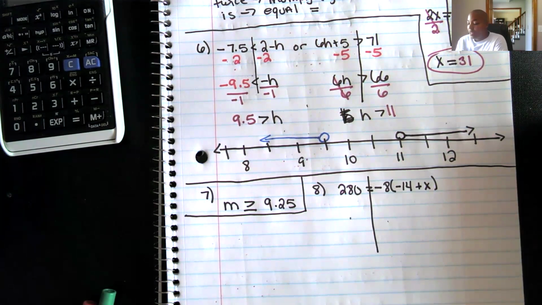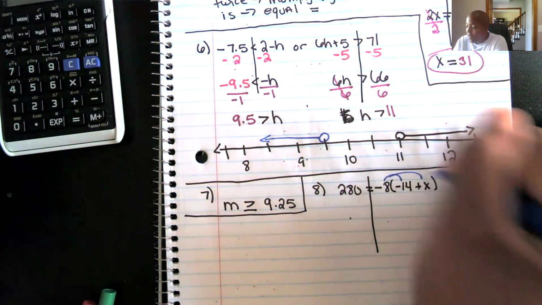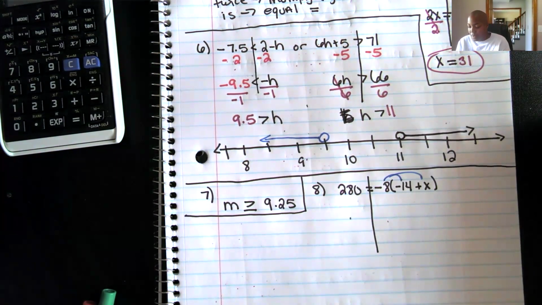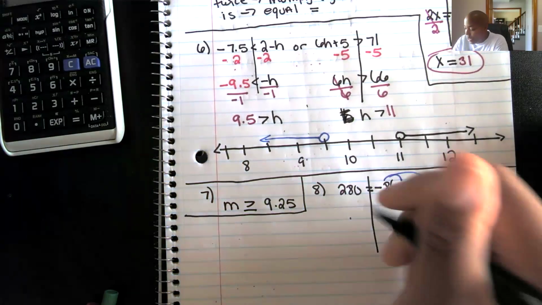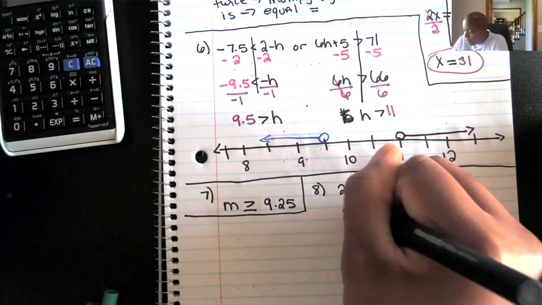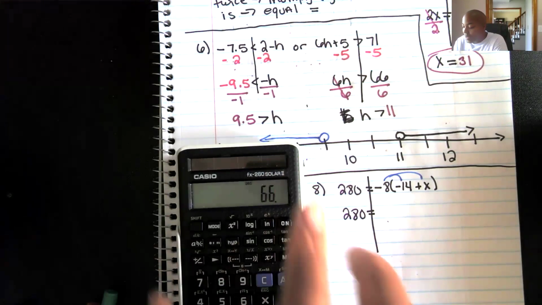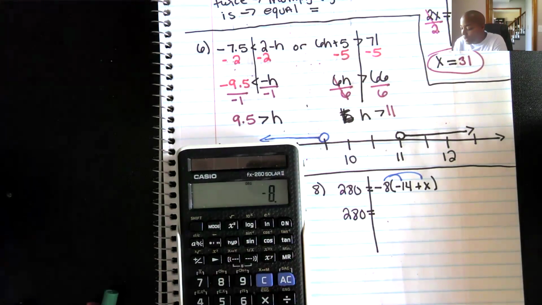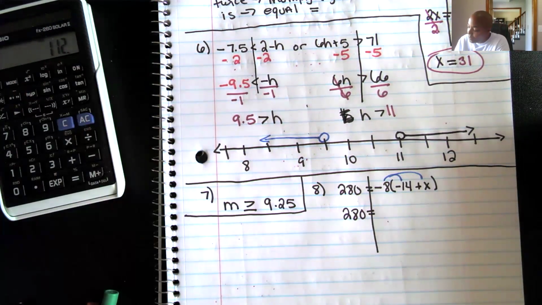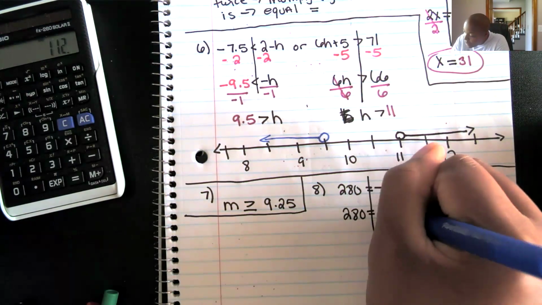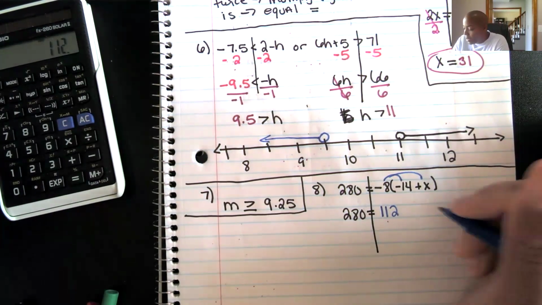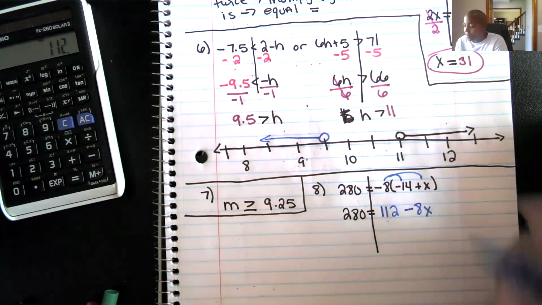So step 1, distribute the -8 to everything in the parenthesis. The 280 doesn't change. Then we're going to multiply -8 times -14. Again, no harm in using a calculator. Just make sure you use it correctly. 112. -8 times 1x is -8x.